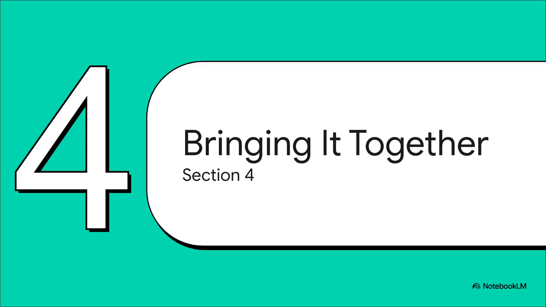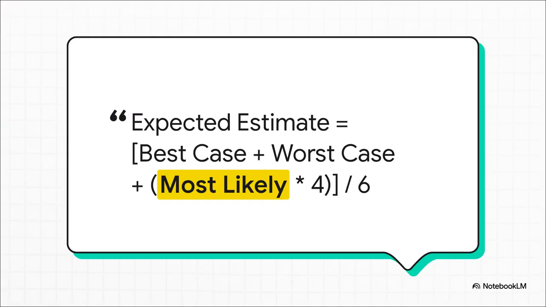So which one is it? Cold, hard data or the gut feeling of an expert? Well, you've probably already guessed it. The best teams, the really successful ones, they don't pick a side. They use both. And they often bring them together with this really powerful formula from a technique called three-point estimation. It looks a little mathy, but here's the deal. You ask an expert for three numbers: the absolute best case scenario, the total disaster worst case, and then the most realistic, most likely guess.